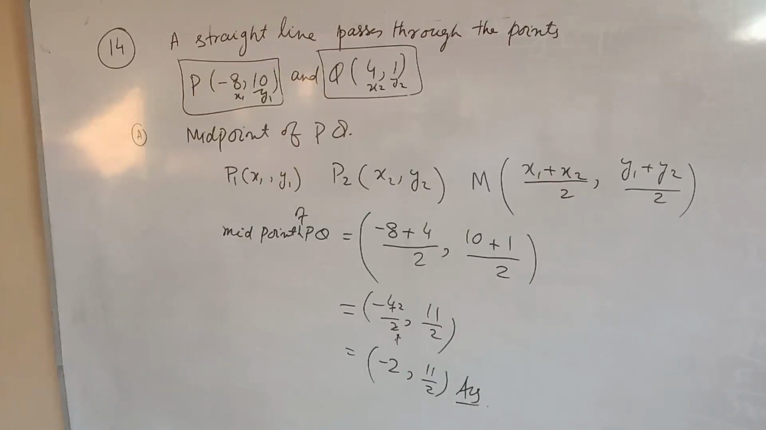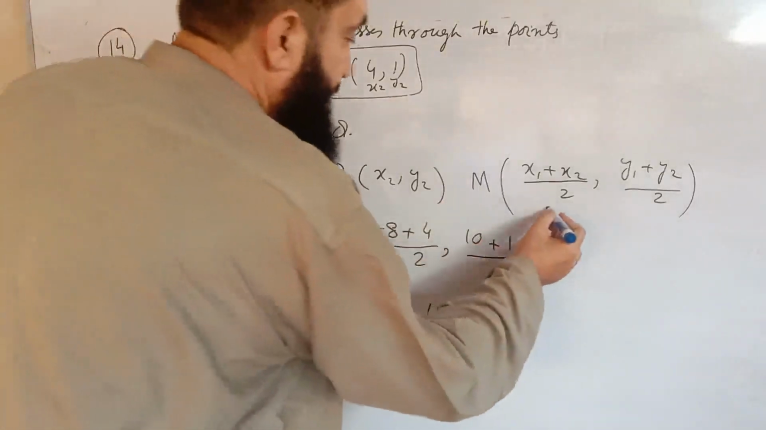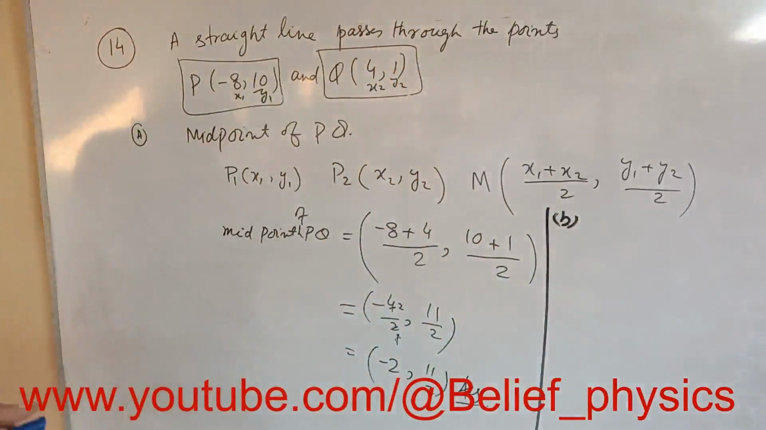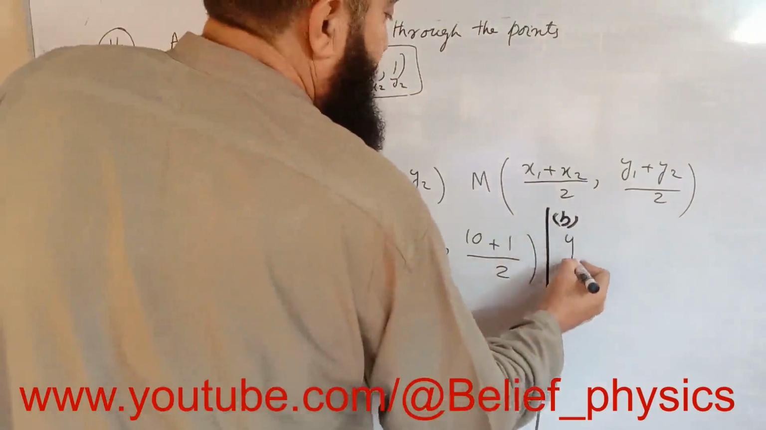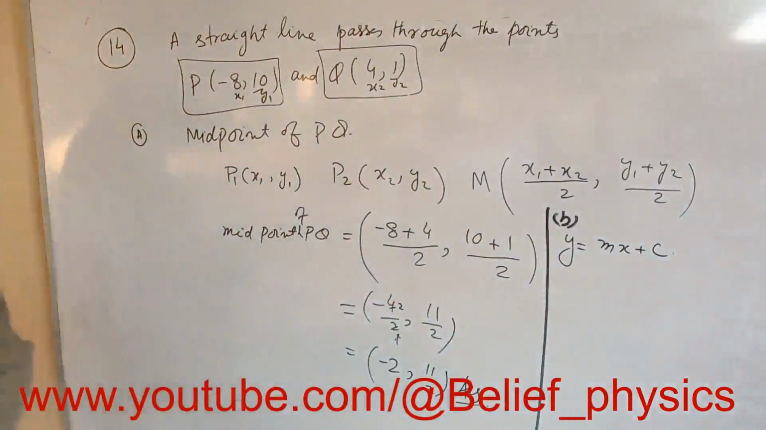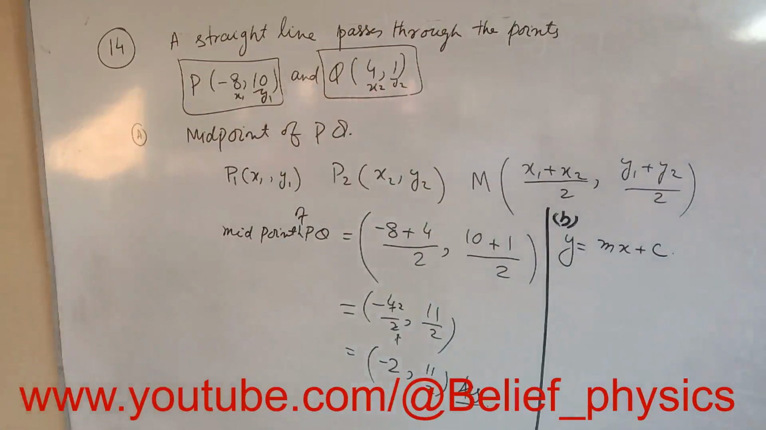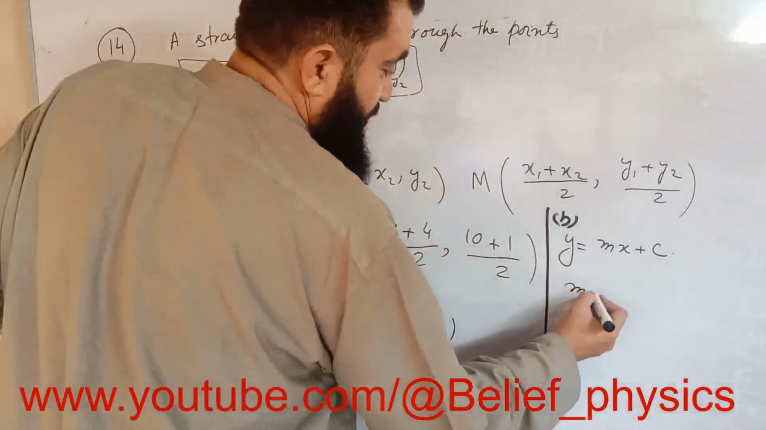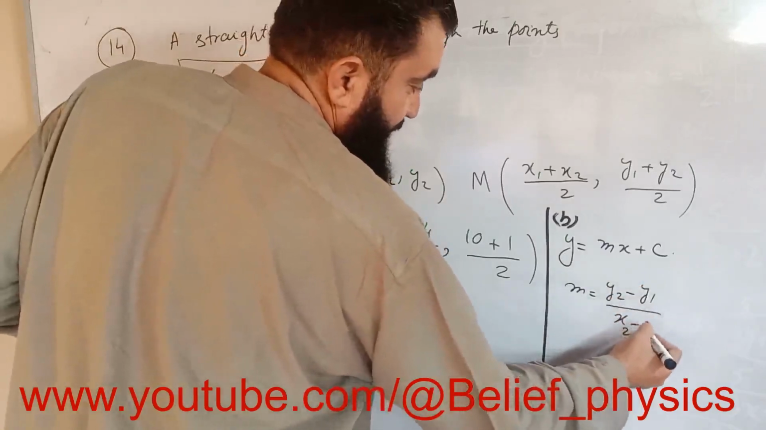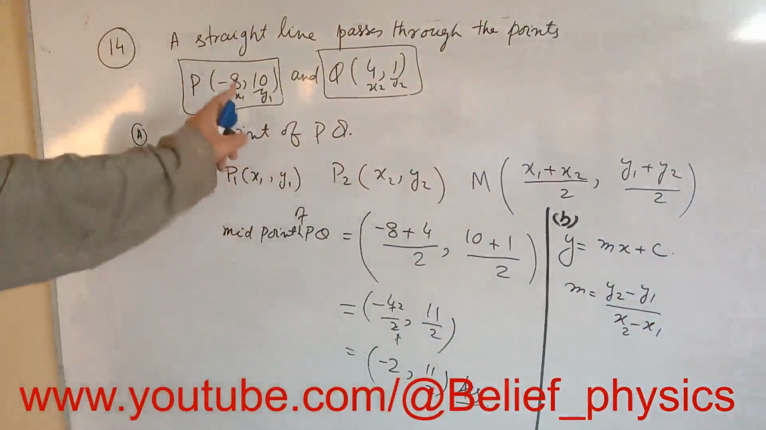Next is the equation of PQ. This is part b, we have to find the equation of PQ. Now, the equation of PQ is y is equal to mx plus c, where m is the gradient of the line. The gradient formula is m is equal to y2 minus y1 over x2 minus x1. This is the gradient formula. Put the values here from here.